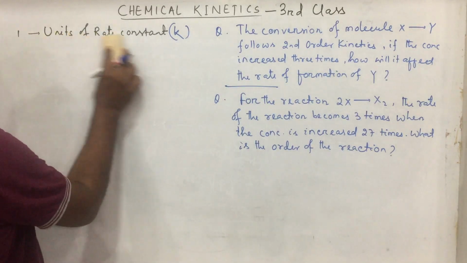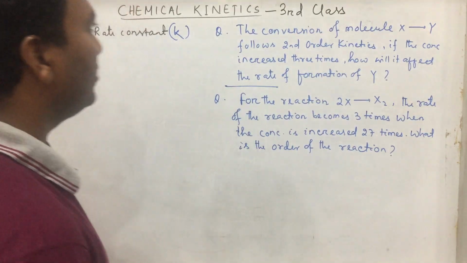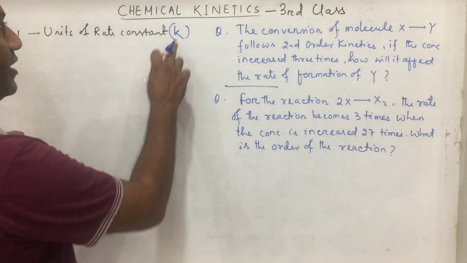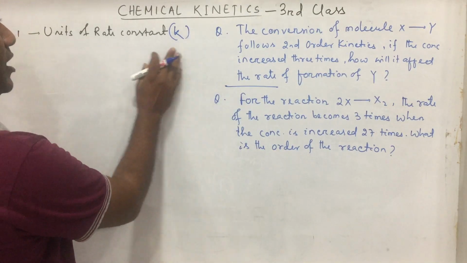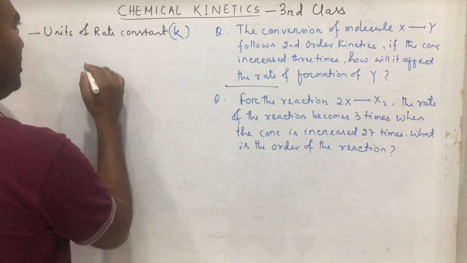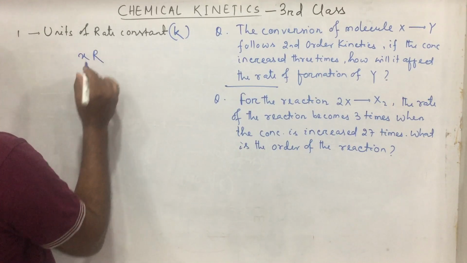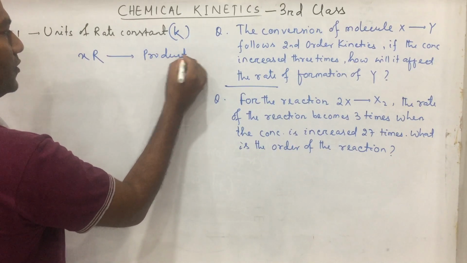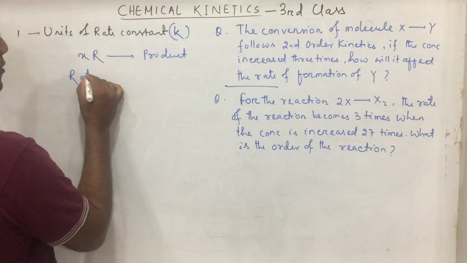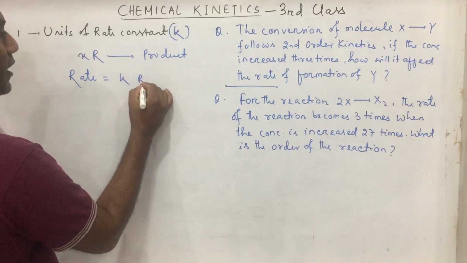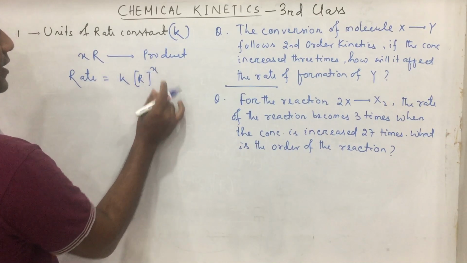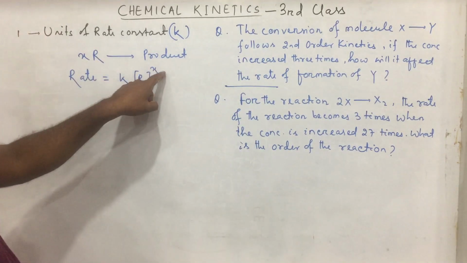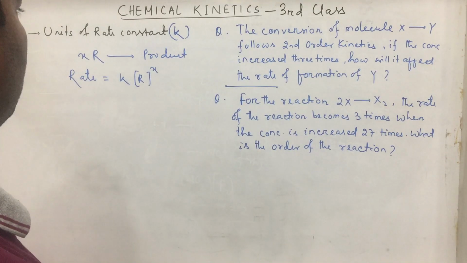So first, last class we have read rate law, rate expression, rate constant. Rate constant is also known as velocity constant. Suppose this is a reaction, X of R gives rise to product. So what is the rate expression? Rate equals k into R to the power x. Clear? So this power is known as the order of the reaction.